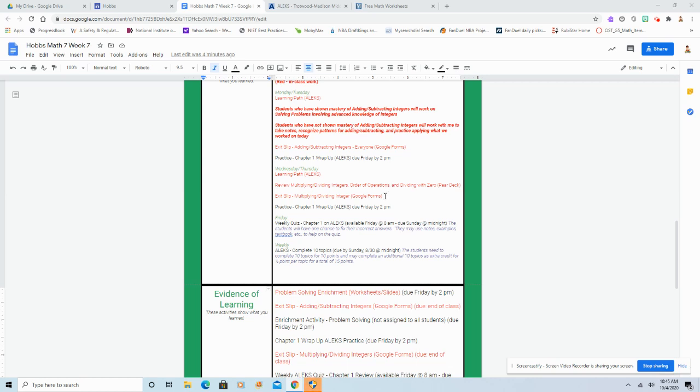We're going to take another exit slip, multiply, dividing integers. I'm not going to take a lot of time with that. That multiply, divide, if you understand add, subtract, multiply, divide, should be pretty easy for you. And once again, they have the practice to chapter 1 wrap up. Put it in there because both days we're going to spend some time. We'll put them in breakout rooms, and I'll visit and see if anybody needs specific help, just like I would in the classroom if I was walking around.